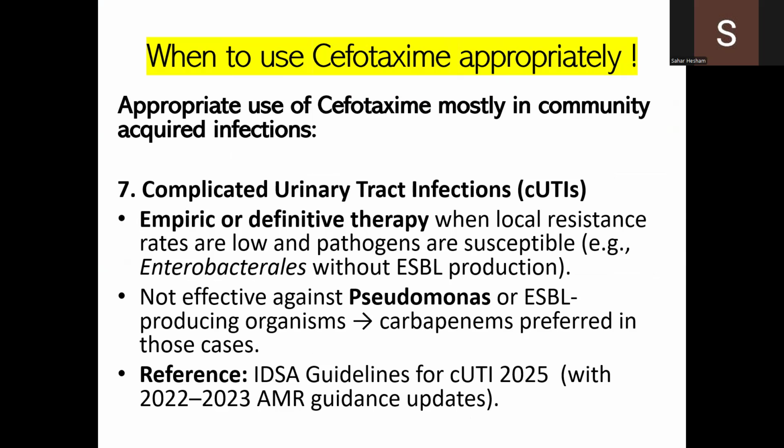Also, we can use cefotaxime appropriately for complicated urinary tract infection, where there is a very low prevalence of pathogens such as ESBL or Pseudomonas, and for those patients who do not have any risk factors for resistance. So we can use cefotaxime or even ceftriaxone for complicated UTI, even in urosepsis, according to the complicated urinary tract infection IDSA guidelines, with the most recent update in 2025. It is not effective against Pseudomonas or ESBL; the carbapenem is usually the preferred option for ESBLs.